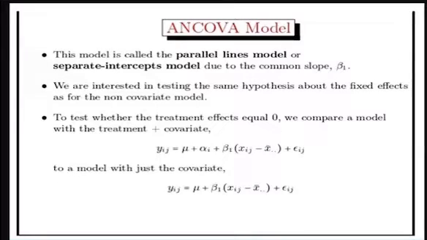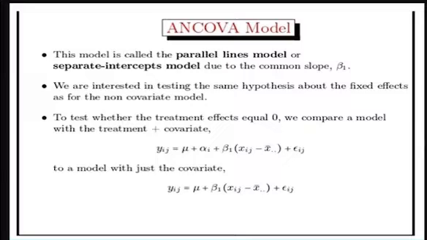Now, the idea behind the ANCOVA is this. The model is called a parallel line model or a separate intercept model due to the common slope. You remember the other time when we were working on the random effect model, I said we're going to have different intercepts, the same slope. We're also going to have an assumption here of separate intercepts but the same slope.